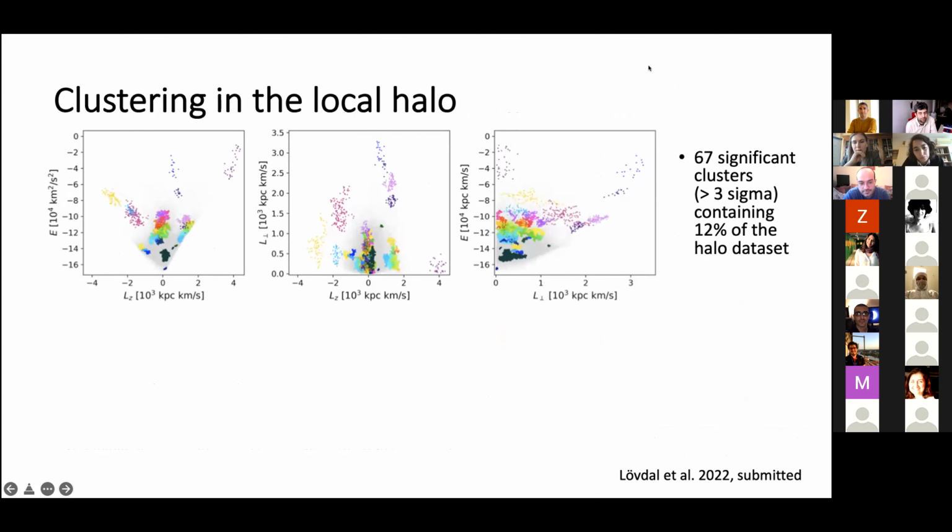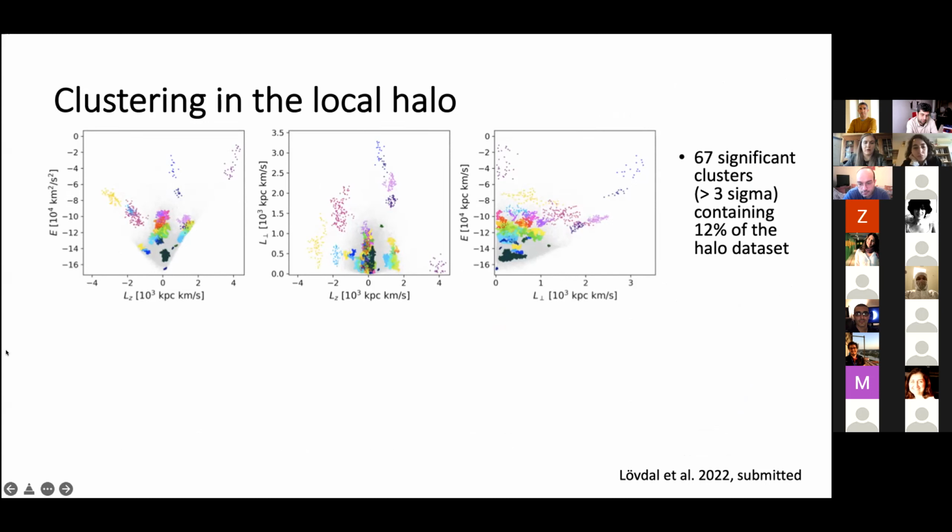And this is just showing them in this integral of motion space, where a different color is a different cluster, and stars of the same color are from the same clusters. But you can see that there is a lot of overlap between the different clusters, and we don't expect that there are 67 merger events that have populated the inner halo. So then we have the job of trying to link these together and see which clusters are related.